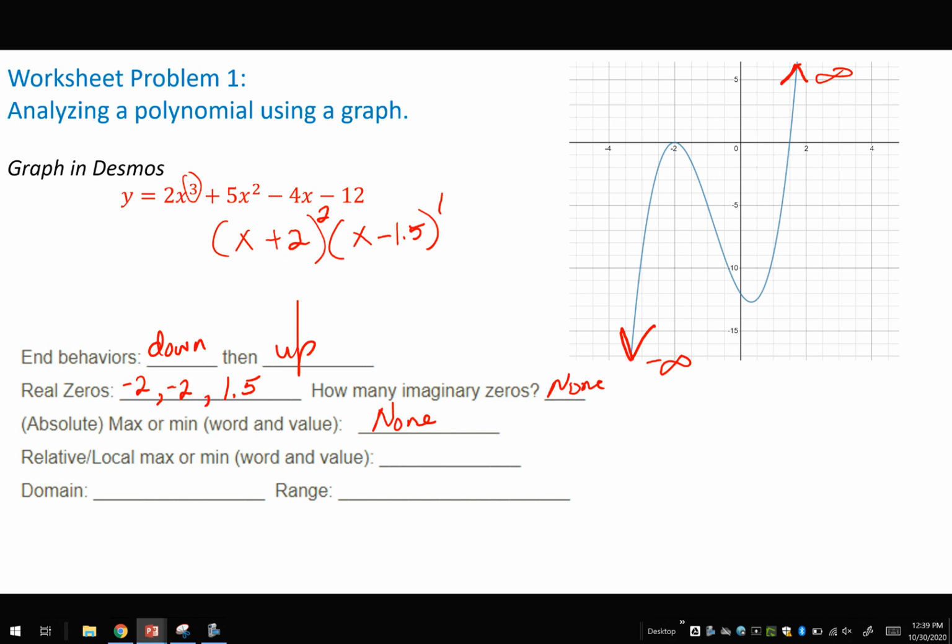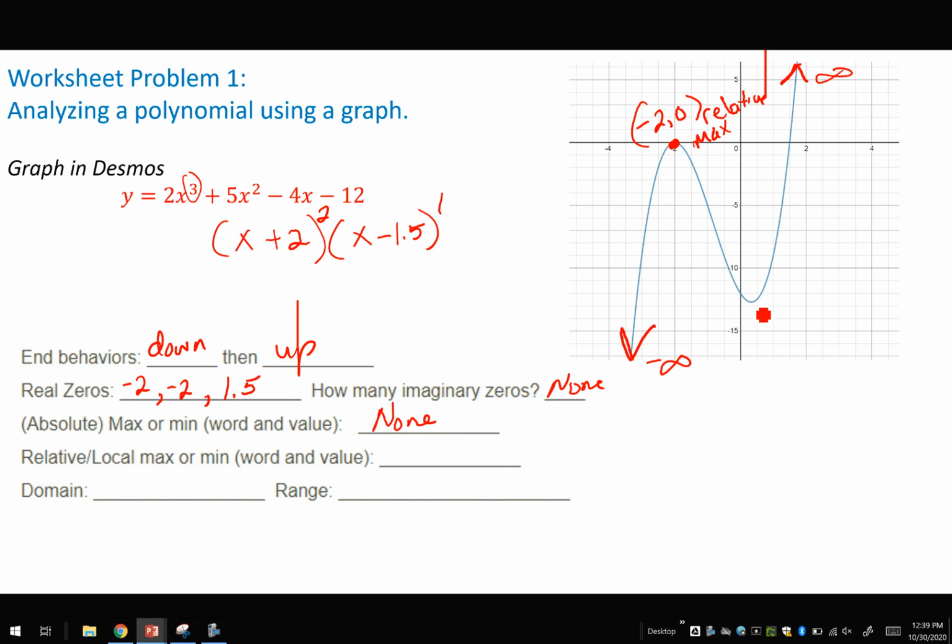Now, relative max or min, we can look at within kind of our end behavior. So on this one, I would look at this value here at -2, this coordinate -2 comma 0. I would say that's a relative max, because if I looked around there, everything's going lower after I go past that max. So you can think of it like a peak in the graph.